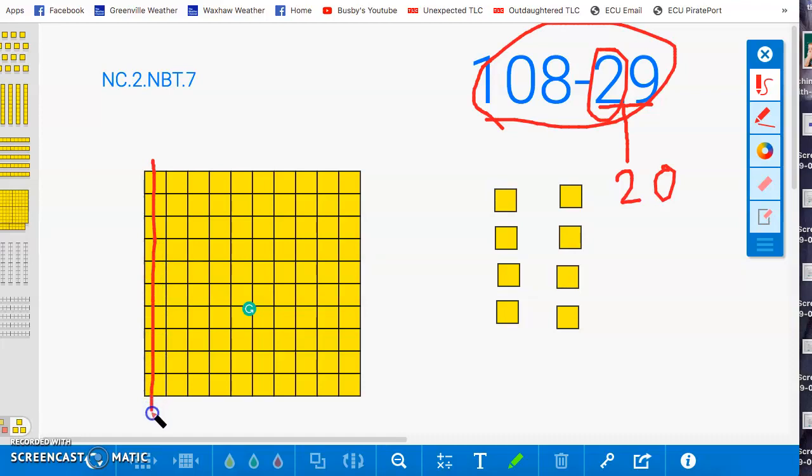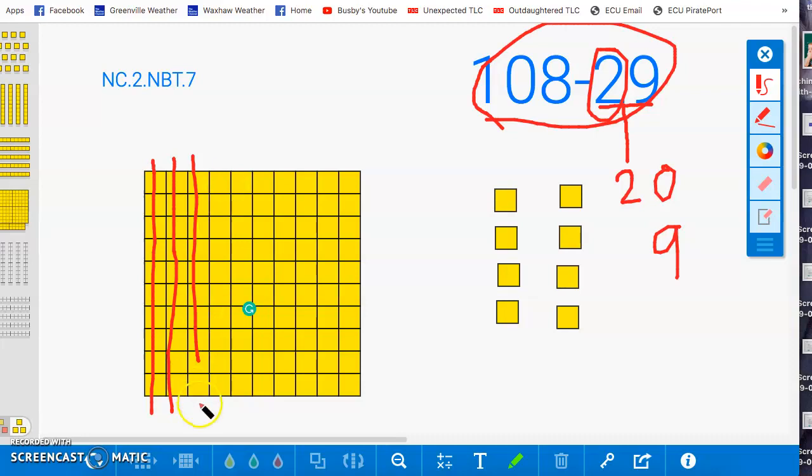We're going to mark up this instead because it allows us to see what is being taken away. Each of these columns has 10 cubes, so we're going to take away 2 of them because 10 plus 10 is 20. Now, we cannot forget about the 9 ones that we have left over. So we're going to take away 9. You don't have to go all the way down the column because it's only 9, unlike 10, which was the last 2.